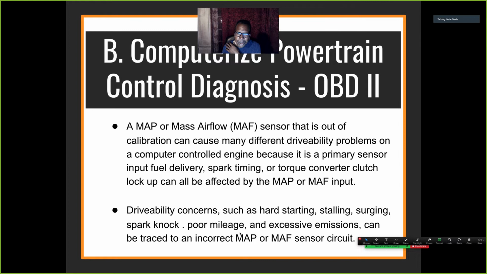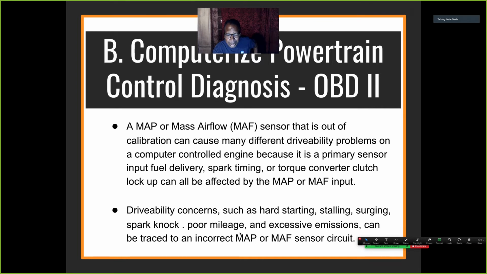A MAP sensor or a mass airflow sensor that is out of calibration can cause many different drivability problems on a computer controlled engine, because its primary sensor input affects fuel delivery, spark timing, and torque converter clutch lockup. That's what I said earlier. If you get a poor input, it's going to affect the timing, the transmission, and fuel delivery.